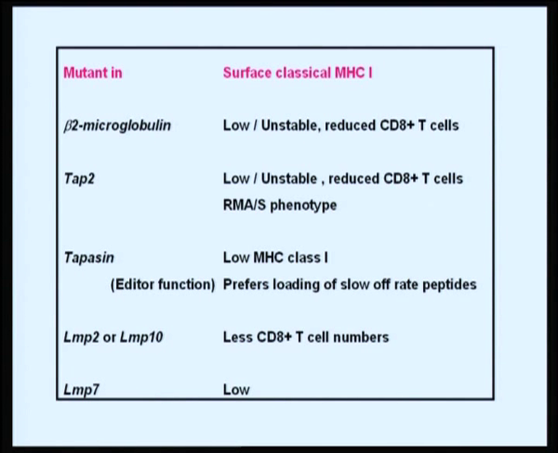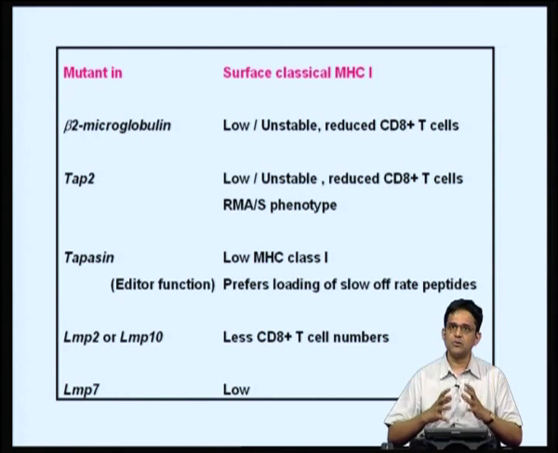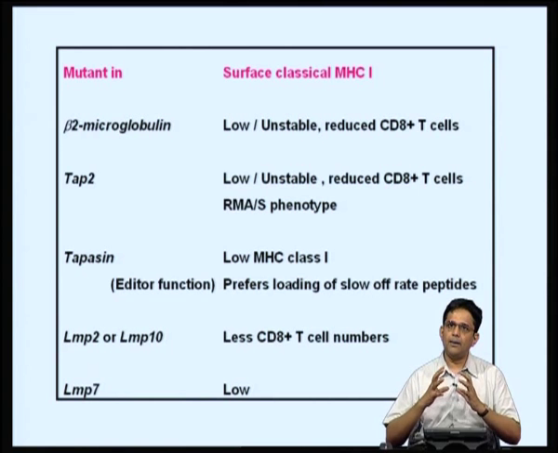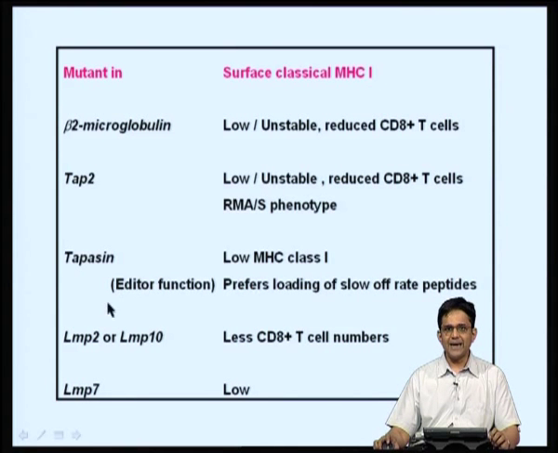It turns out that it has an editor function, which means it prefers loading of slow off rate peptides. So, what this means is that you have peptides that come off slowly from MHC class 1 molecules. In the presence of Cathepsin, Cathepsin helps MHC class 1 molecules and the peptides have a greater structural integrity. In fact, this editor function that Cathepsin has is similar to the editor function in the MHC class 2 pathway, and that is primarily seen with the DM molecule. So, clearly it's an important aspect.